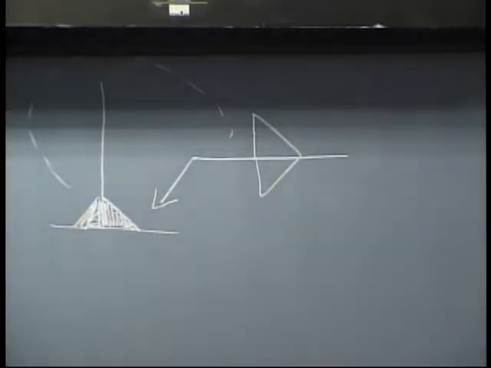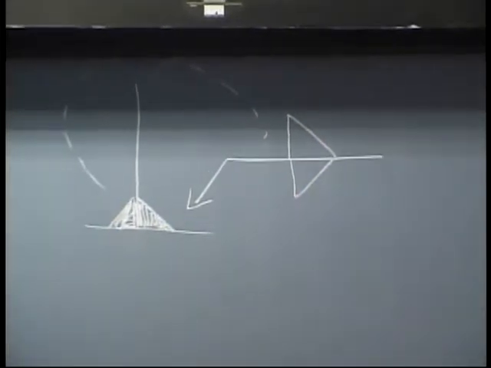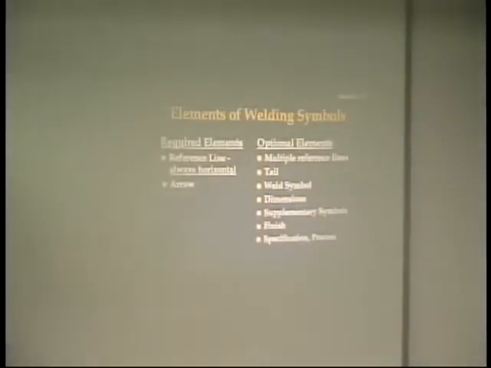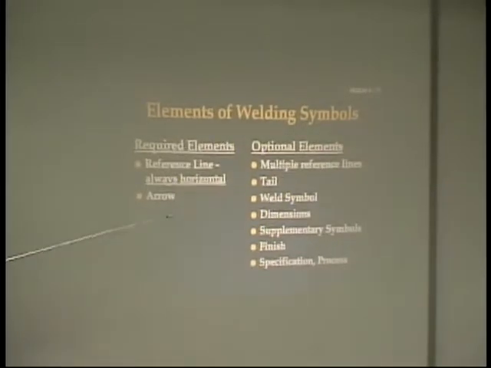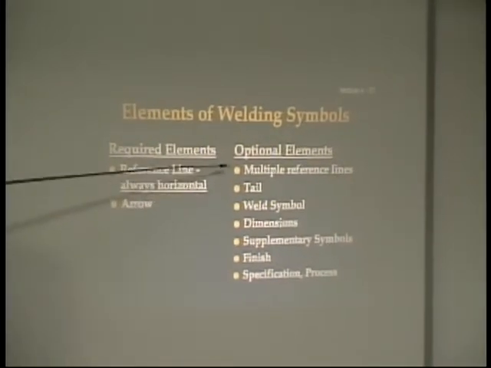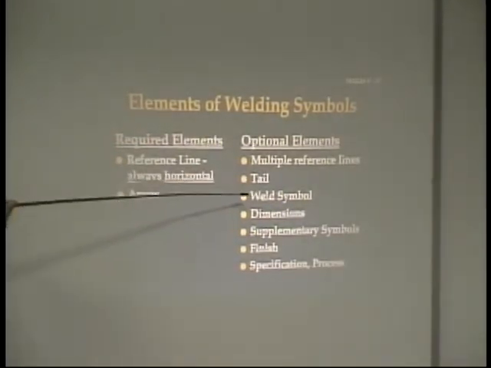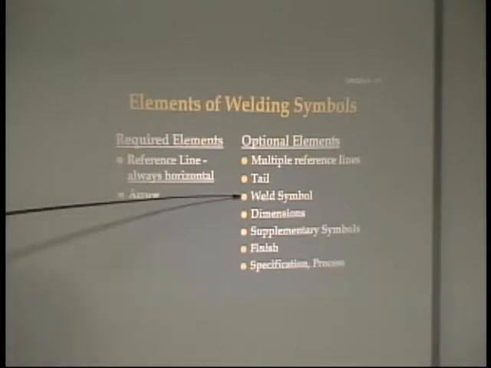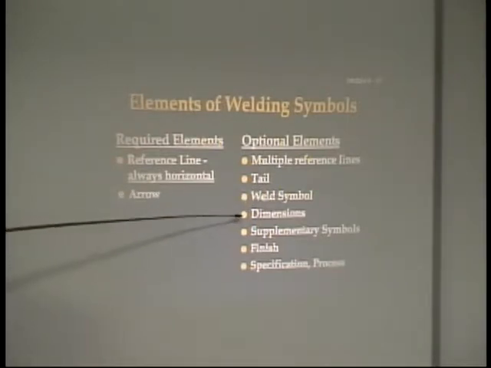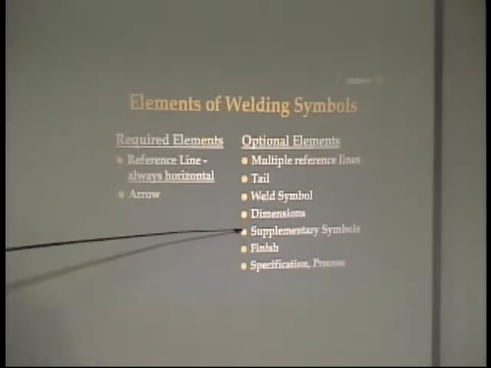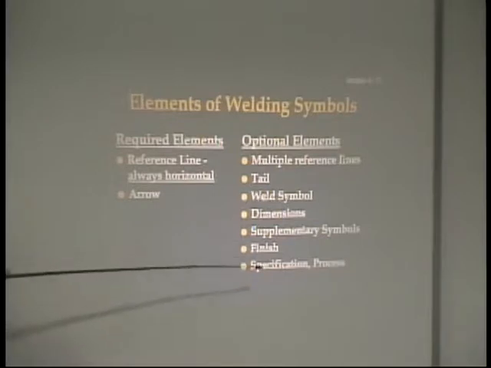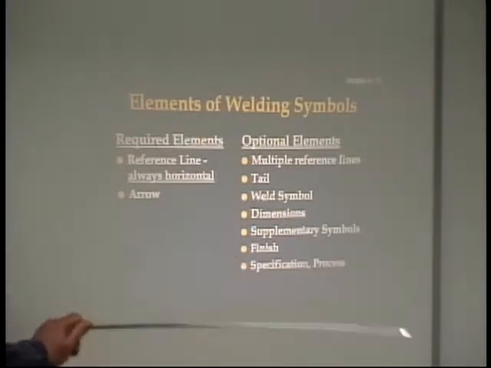So already we've got some useful information put in there. I'm not going to go any farther with that right now. Let's go back to our slide, and let me show you some of the other optional elements. Those are just some of the basic elements that I put on the board, but you can have multiple reference lines. You can have a tail that goes onto the end of the reference line. The weld symbol, I drew a fillet weld symbol up there. Then the dimensions, I didn't put the dimensions of the fillet weld in there, but we'll do that in a minute. Supplementary symbols, what type of finish do we want on it? Any specifications or type of process. All of that information can be placed on a welding symbol.